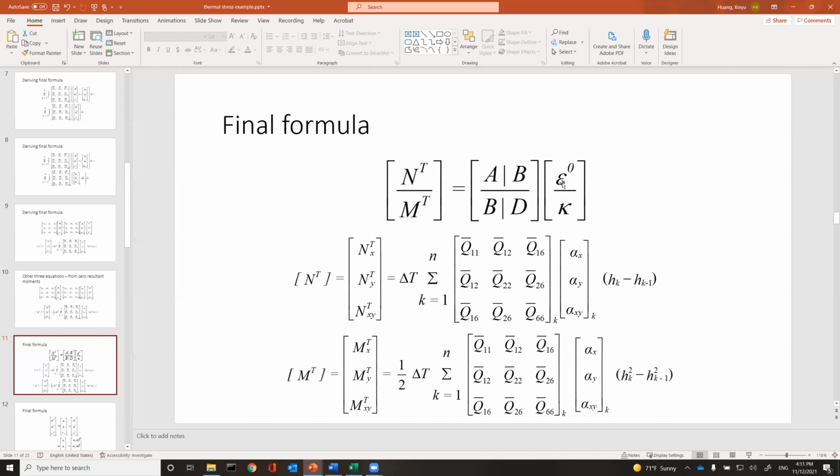And then you can solve this equation to get the midplane membrane strain and curvature, and those will be the thermally induced expansion and warping of the plate. Since we really have no true external load, the solution of these vectors epsilon and kappa is a thermally induced deformation. You can estimate how a plate would expand in which direction, how much, by solving this equation.